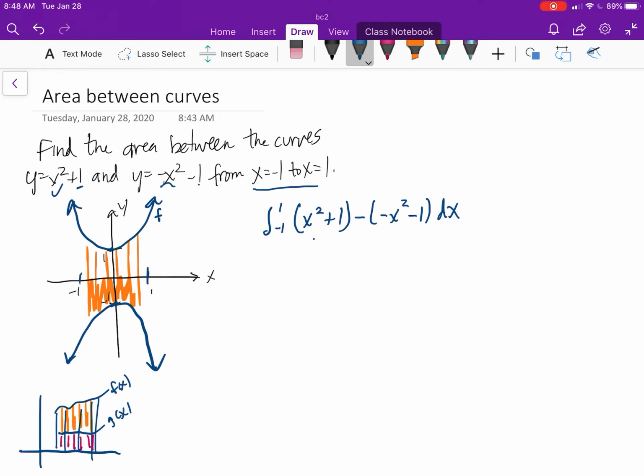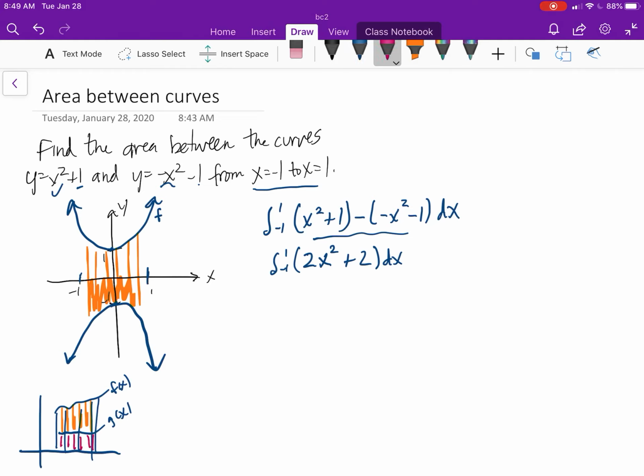If you can, it's always easiest to simplify before integrating. A little less work, but sometimes they won't combine, and that's okay. Go ahead and do your integral. So we have, let's see, x squared and a negative x squared, 2x squared. 1 minus 1, right? Yeah, so that's 2. -1 to 1 dx.